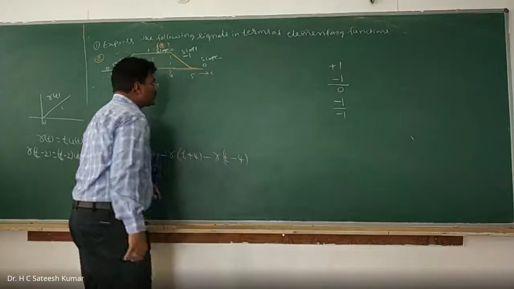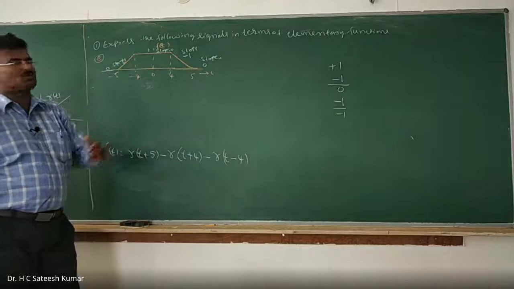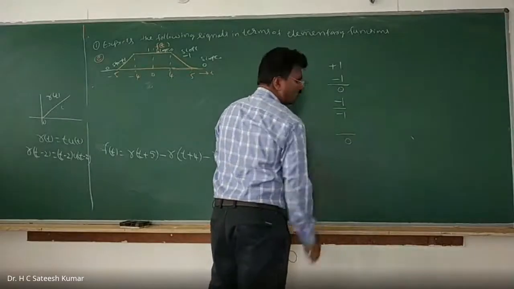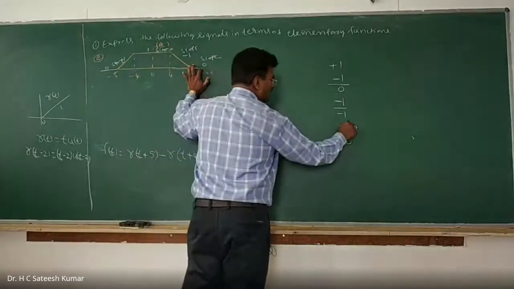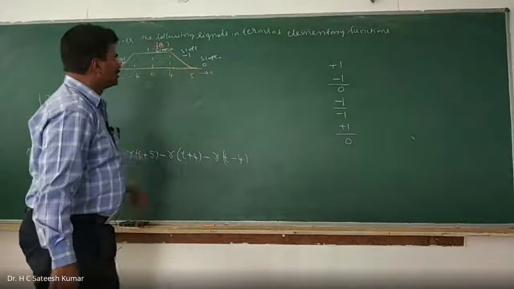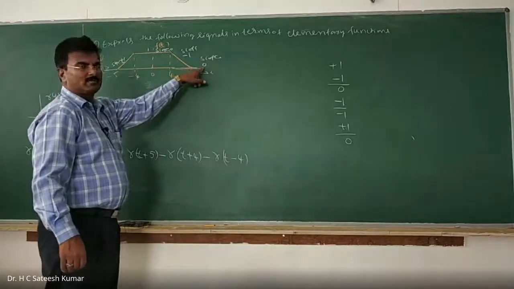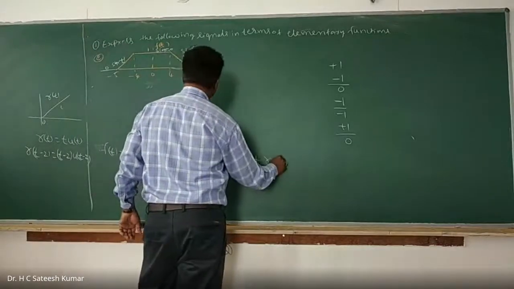Starting from 4 means what? T minus 4. Now I am going with a slope of minus 1. I want a slope of 0. If you want to get a slope of 0, what should I add? Plus 1 you add it. Plus 1 from where? If you add a plus 1 from 5, the slope will become 0. So therefore, add r of t minus 5.